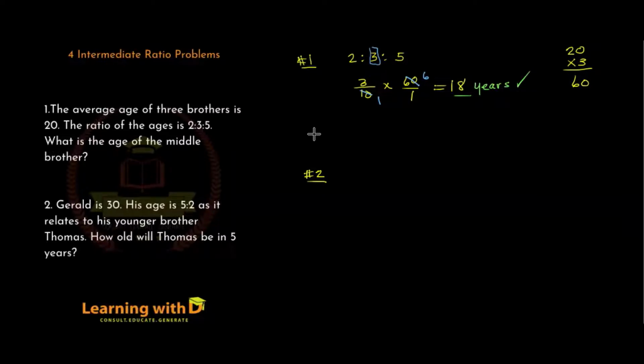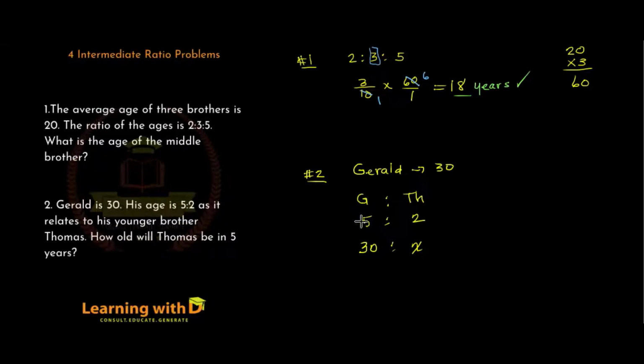So Gerald is 30. So I know Gerald is 30 years old. I also know that his age is 3 to 2 as it relates to his younger brother, Thomas. So there's Gerald, and then there's Thomas. And the ratio is 5 to 2. So if Gerald is 30, well, how old is Thomas?